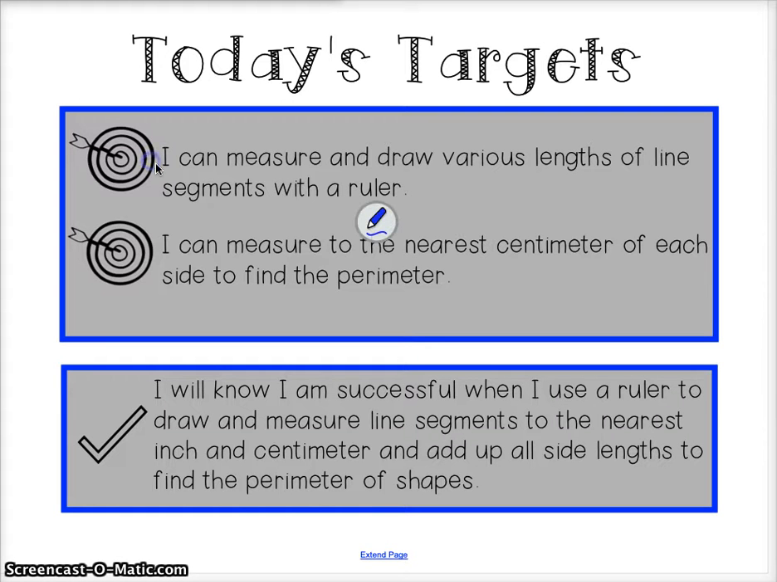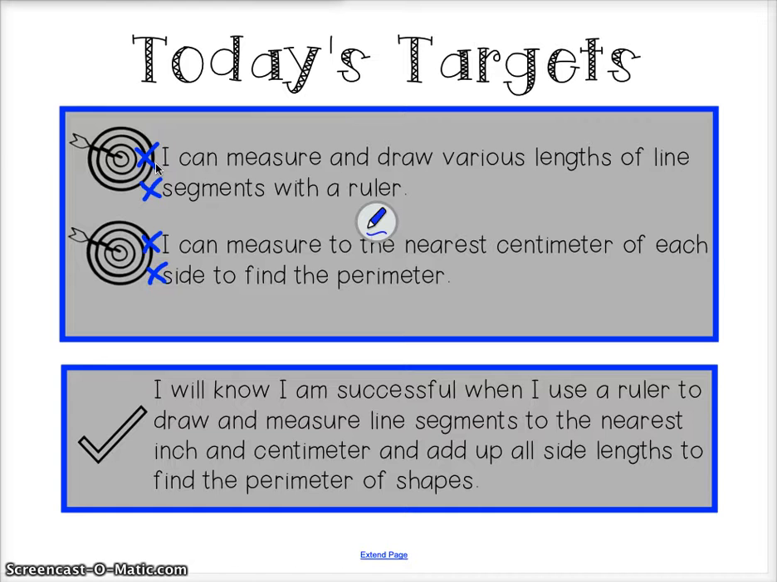It says, I can measure and draw various lengths of line segments with a ruler. Our second one says, I can measure to the nearest centimeter of each side to find the perimeter. Okay, our first goal is to get that first one done, and if we can extend our learning to get to the perimeter today, that would be wonderful. If not, it'll come later, so no worries.